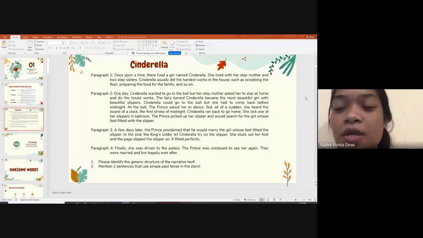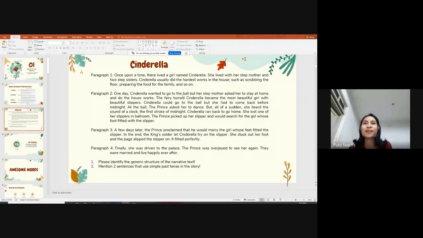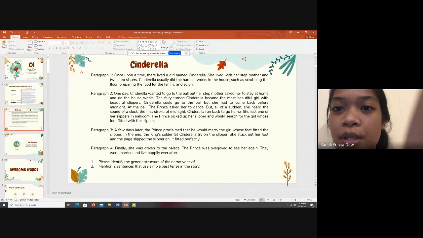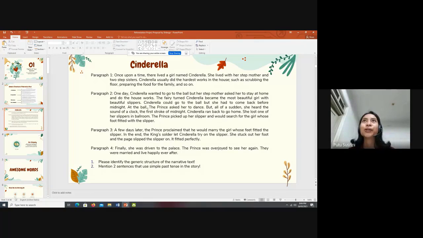May I try, ma'am? Yes, Unita? After I identify the generic structure from this story, paragraph one is the orientation, the second paragraph is the complication, the third paragraph is the resolution, and the last paragraph is the orientation. Yes, that's very good, Unita.